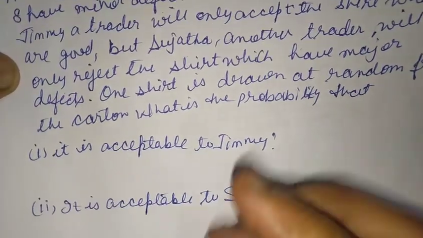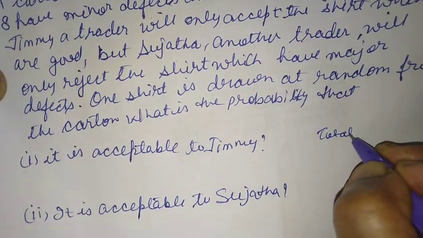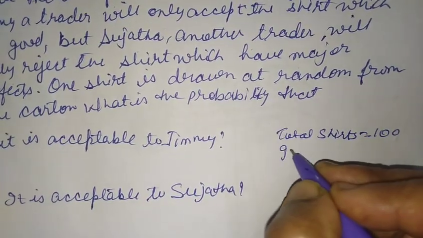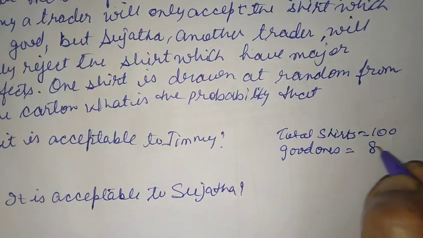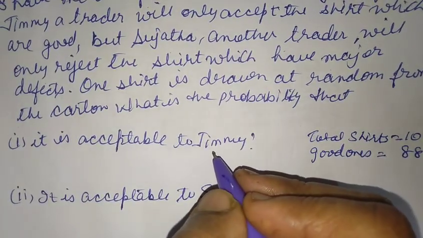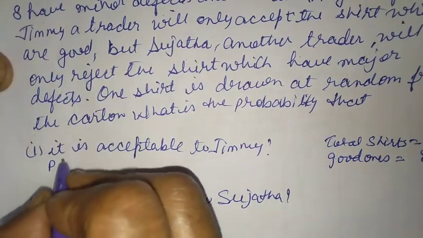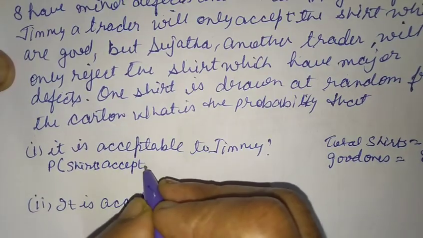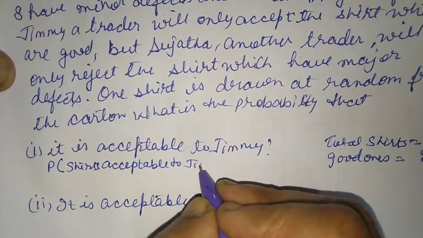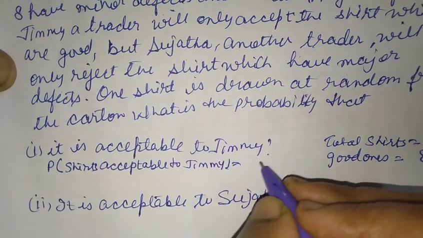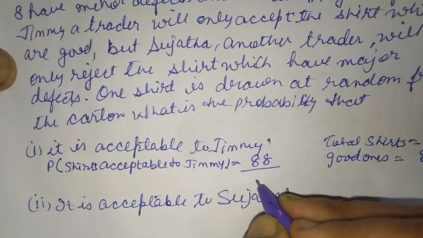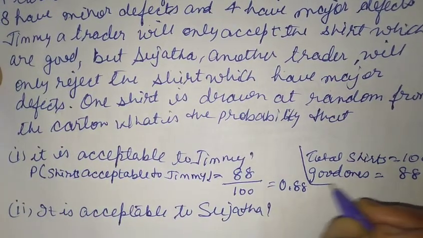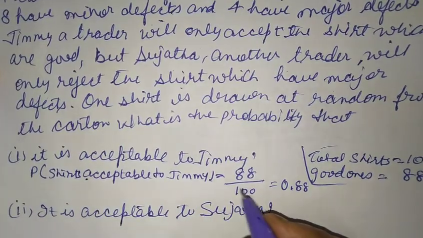Let us write down total shirts. Total shirts we have here is 100, and good ones is 88. So Jimmy will accept the shirts which are good ones. So the probability that the shirt is acceptable to Jimmy is equal to the number of good ones, that is 88 shirts, and total shirts, that is 100. So that will be 0.88. So the probability of the shirt being acceptable to Jimmy will be 0.88.